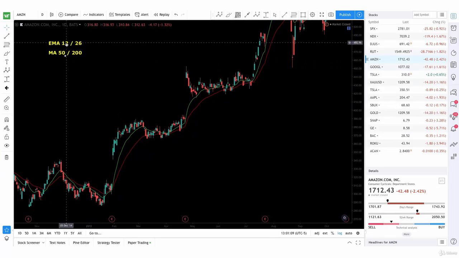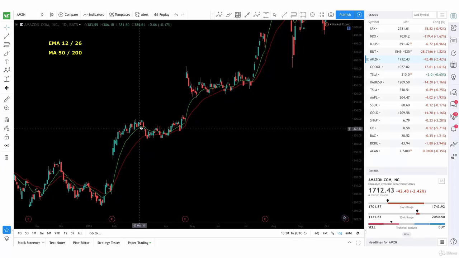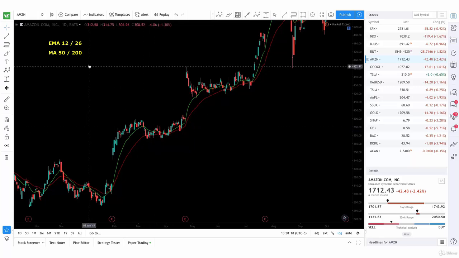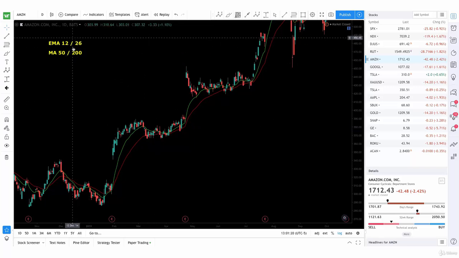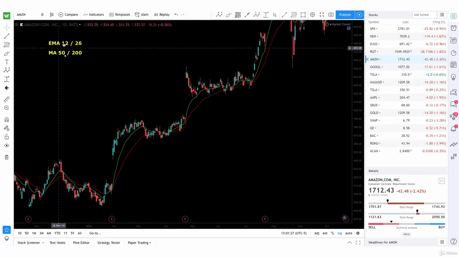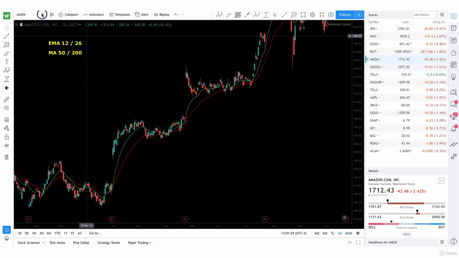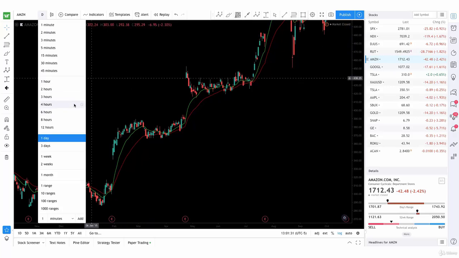Now, what do these numbers mean, 12 and 26? Well, it means it's going to take into account the last 12 candles, and that's how it plots out the line for you. The same with the 26, it's going to take the last 26 candles. It all depends on the time frame you're in. If you're on the daily, it's going to take the last 12 daily candles. If you're on an hourly, it's going to take the last 12 hourly candles.